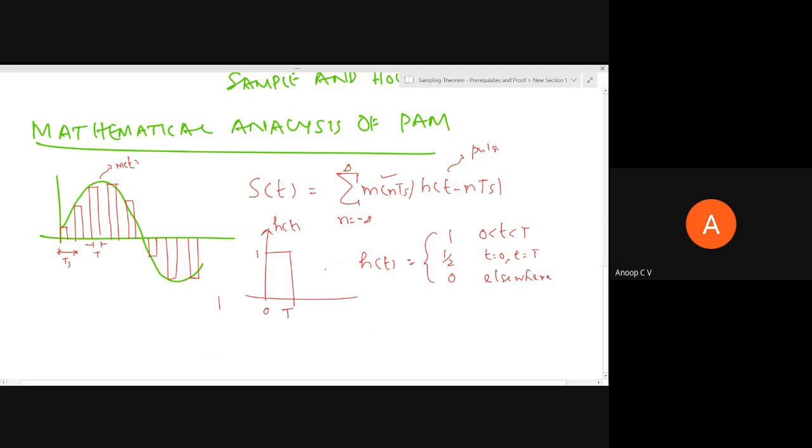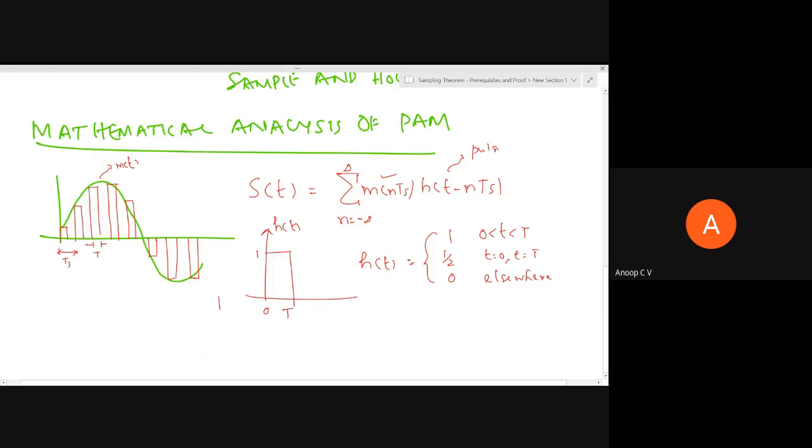Now h of t minus nTs means you will be shifting it by an amount nTs. The rising edge of h of t minus nTs will be at t equal to nTs. That is how we shift it. So this is our s of t. Following the definition intuitively, we have written this mathematical expression, but we actually don't know what this h of t is. So this h of t we have intuitively written.